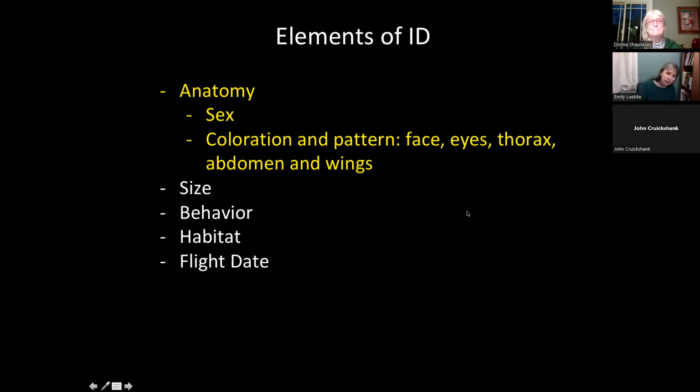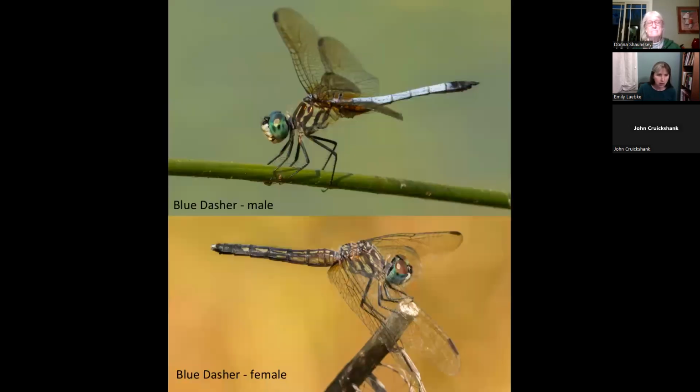Okay, all right, we'll get back to the presentation and go through the elements of ID. So we've talked a little bit about the fact that we're looking at the anatomy. So what is the sex, the coloration and patterning on things like the face, the eyes, the thorax, the abdomen, and the wings. And then we'll touch on size, behavior, habitat, and flight date.